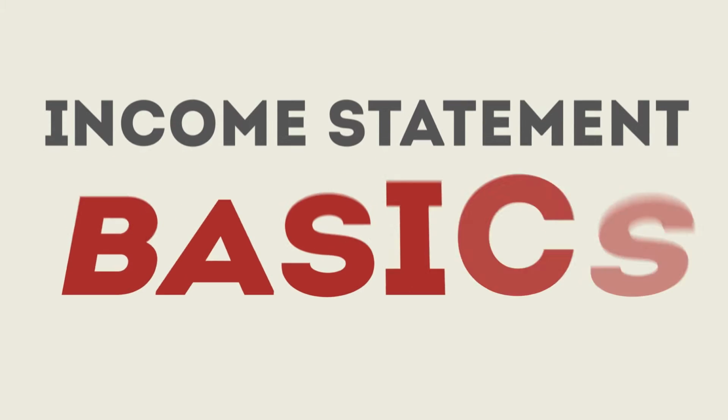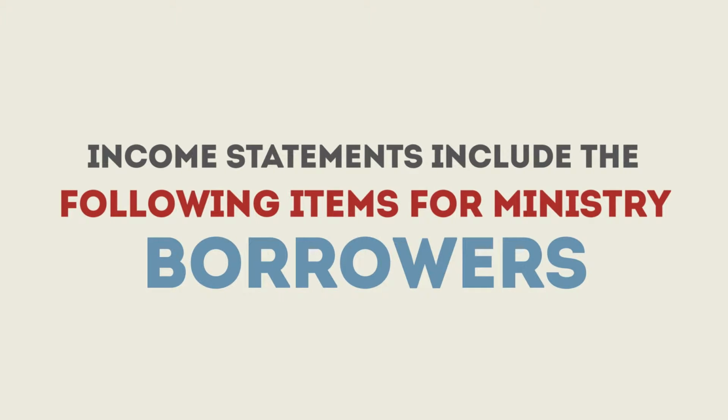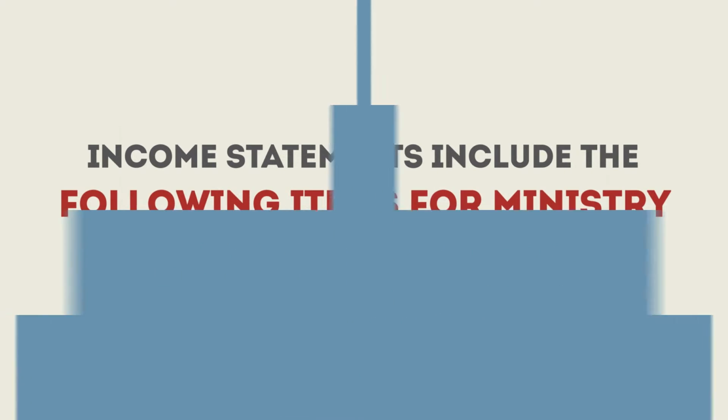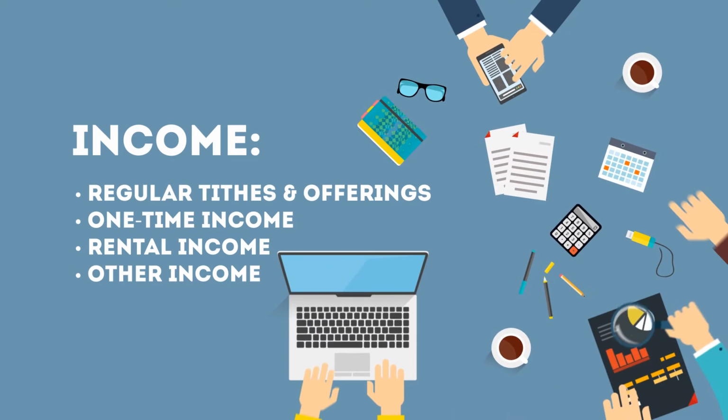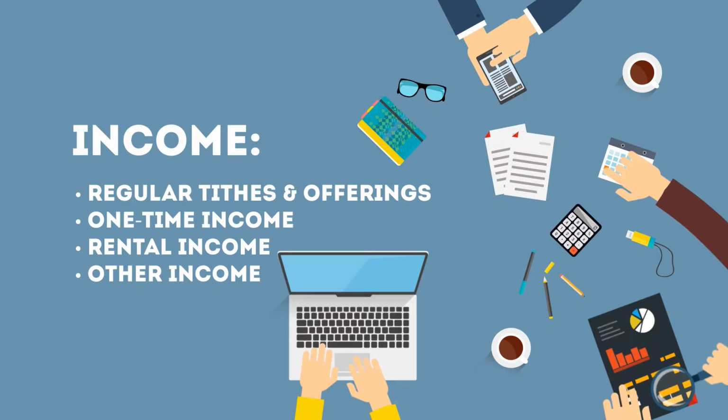Income Statement Basics. The income statement includes the following items for ministry or church borrowers. Regular tithes and offerings. This is regular income that is received on a weekly basis. You should also include one-time income, which might be insurance proceeds, short-term fundraisers, or one-time gifts.